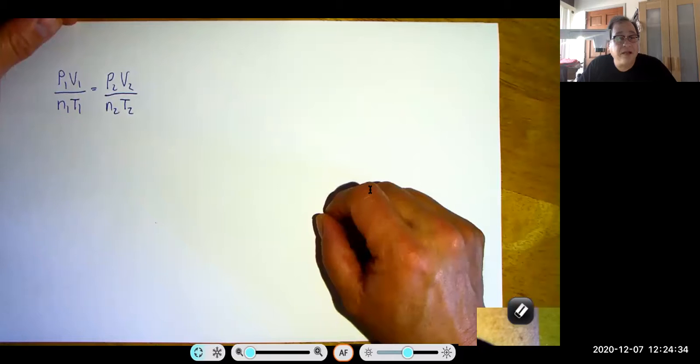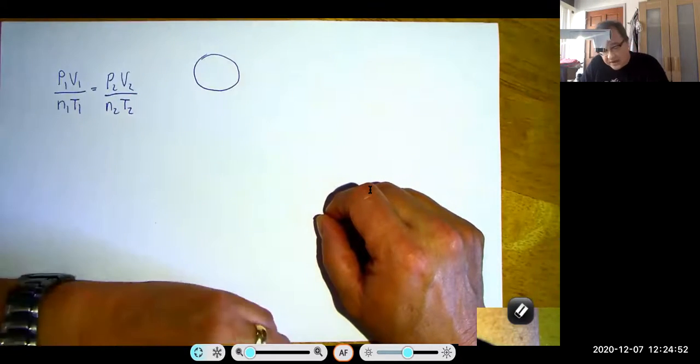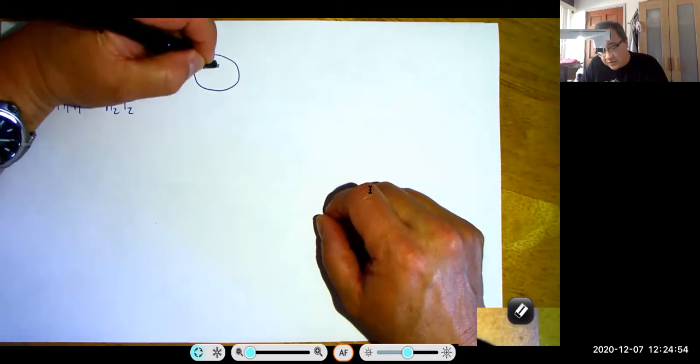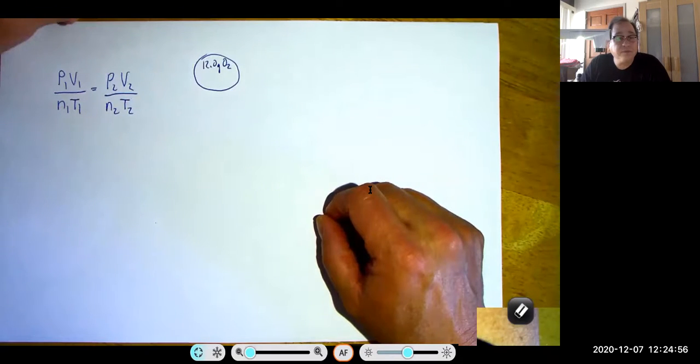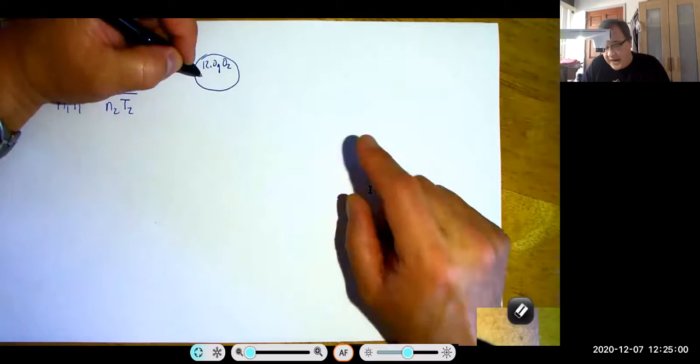Because things are changing. Now they say that... let's see, what mass is required to inflate it? Okay, I need to draw this. So we have a balloon of a certain size, and I've got 12.0 grams of O2, and this is 27 degrees Celsius, which I don't want to write down.